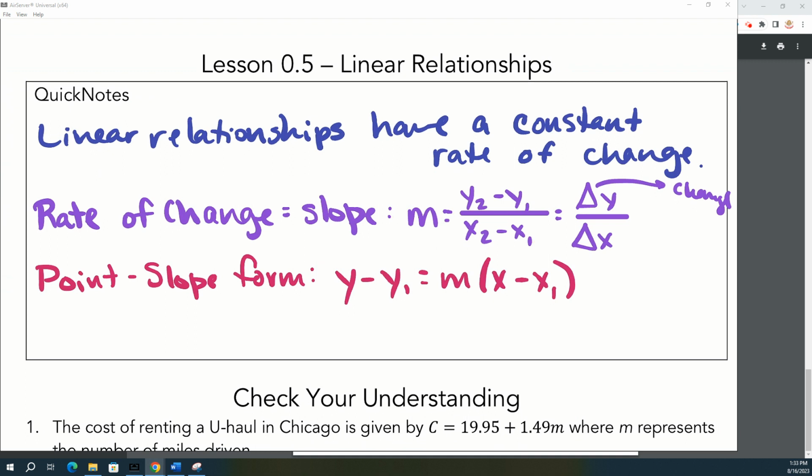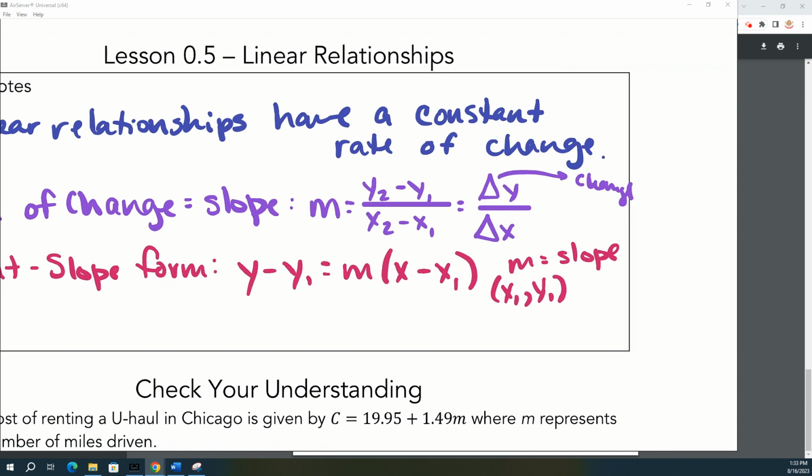And you use that form when you have a point and you have a slope and you want to find the line. That's why it's called what it's called, point slope. So m in this case is the slope, and x1, y1 is any point on the line. So you can get more than one right answer whenever you're doing point slope form, and it's fine.